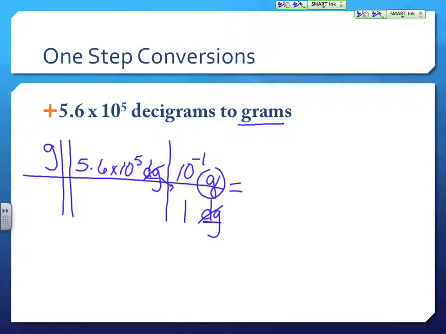Multiply across the top, so you're going to take your 5.6 times 10 to the 5th. The biggest thing you have to remember is when you put this in the calculator, make sure you put that in parentheses before you take it times your 10 to the negative 1. When you do that, you're going to get 5.6 times 10 to the 4th, and don't forget that label of grams.